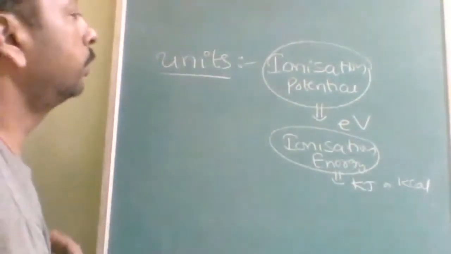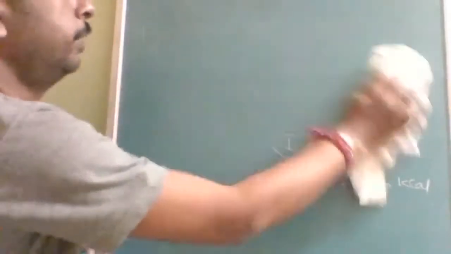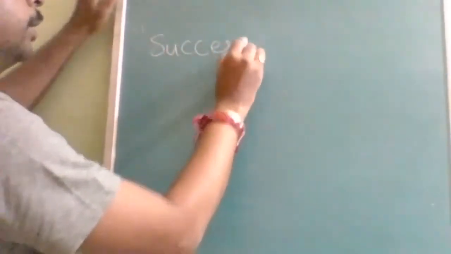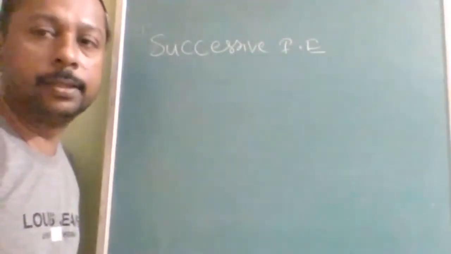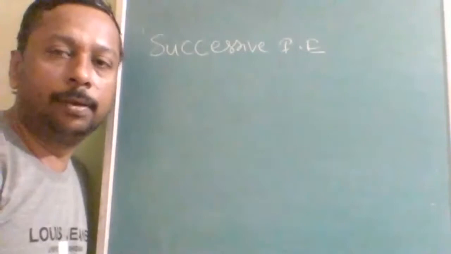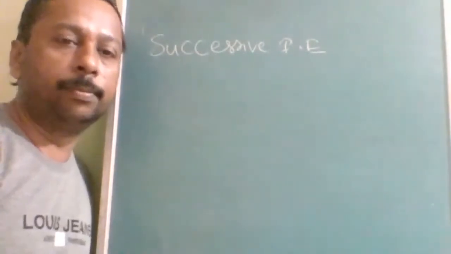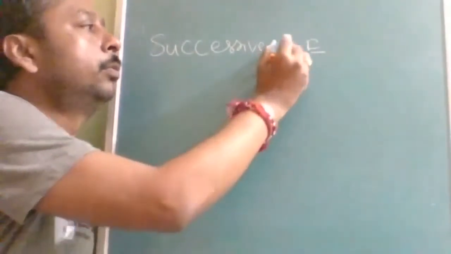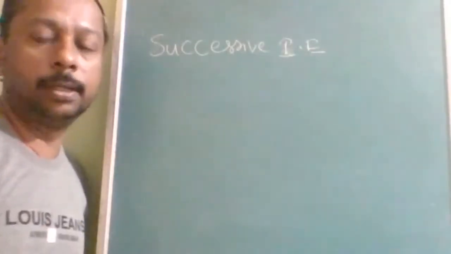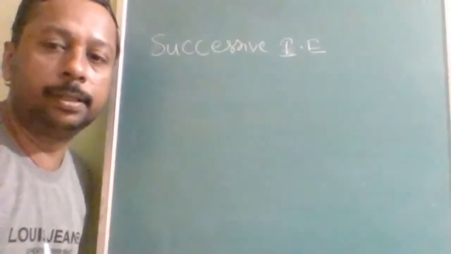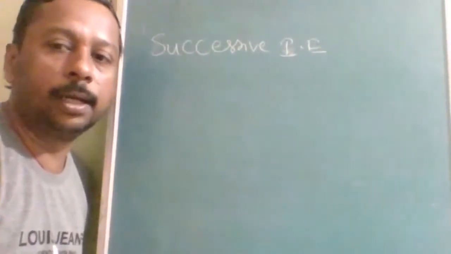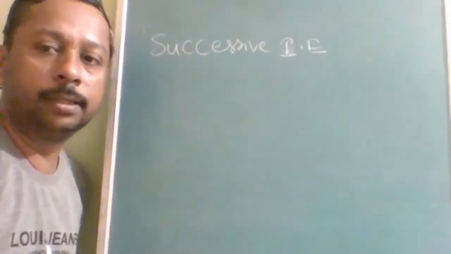Now, units we have understood, and definition we have understood. There is one more topic which is called successive ionization energies. What is successive ionization energy? Some atoms will not get stability by losing simply one electron. They have to lose further electrons. So removing a further electron also requires some more energy. That further energy is called successive ionization energy.